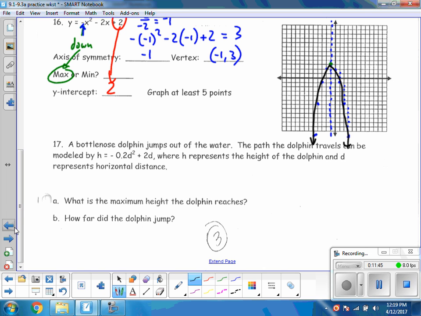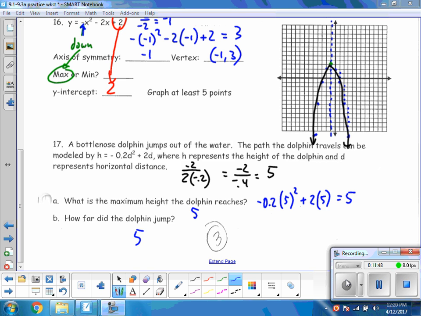Ooh, dolphins. Sweet. Pause. Try it. Both answers ended up being 5 on this one. What a quinky dink. I know. Fancy! So I found where my axis of symmetry is, so that is going to represent how far I went, and then I substituted in to find the height, which was also 5.